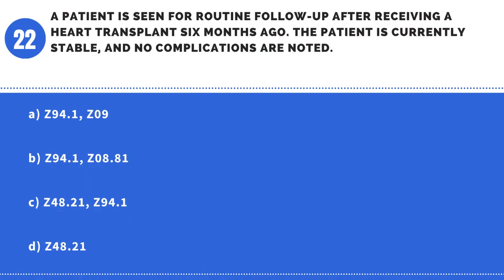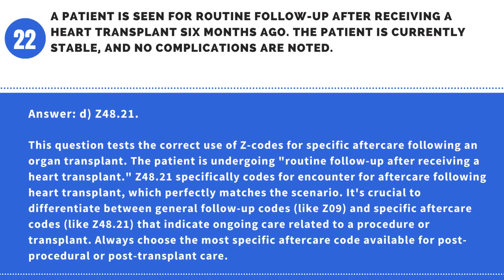Question 22. A patient is seen for routine follow-up after receiving a heart transplant 6 months ago. The patient is currently stable, and no complications are noted. A. Z94.1, Z09. B. Z94.1, Z08.81. C. Z48.21, Z94.1. D. Z48.21. Answer D. Z48.21.